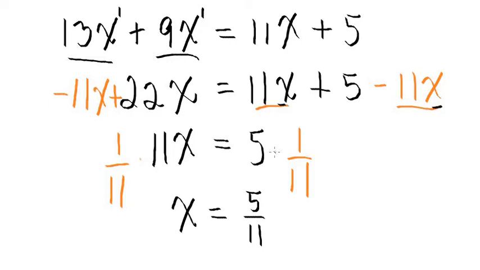Now remember how we check our work. We can take that 5 elevenths and plug it in, substitute it back in for x up here, so you'd have 13 times 5 elevenths plus 9 times 5 elevenths. That left hand side should be equal to the right hand side if you plugged 5 elevenths in to this x right here. Okay?